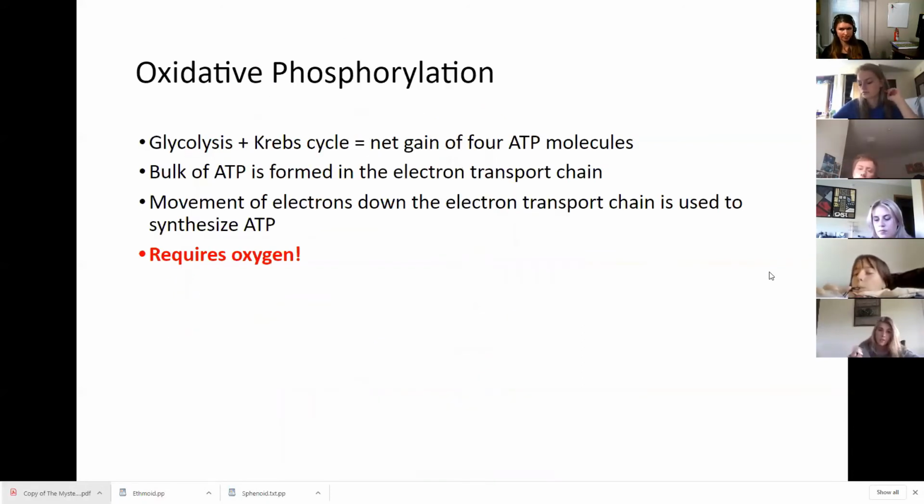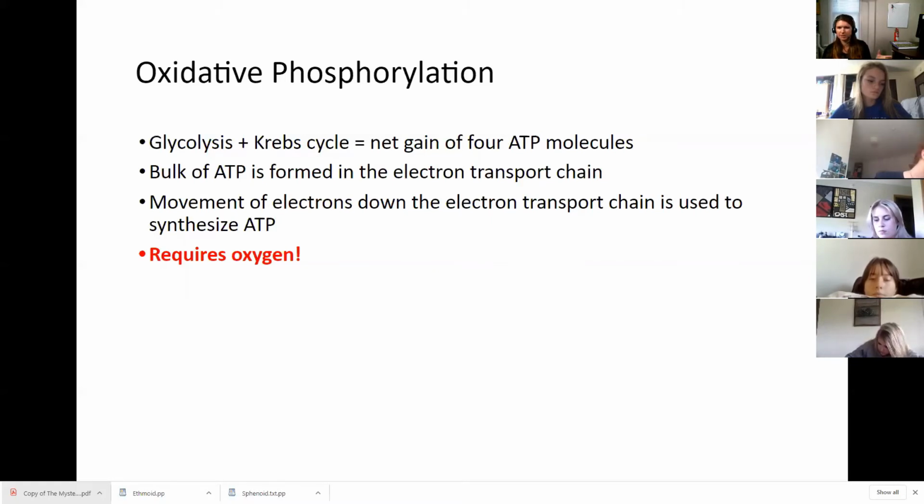Our final step of cellular respiration is oxidative phosphorylation. So in oxidative phosphorylation, this is where we're making most of our ATP. So by the time we get to this step, we've made a little bit in glycolysis. We've made a little bit in the Krebs cycle. We've only made 4 ATP molecules total. So 2 of those were from glycolysis. 1 was from our first round of the Krebs cycle, and 1 was from our second round of the Krebs cycle. So that's how we get those 4 ATP molecules going into oxidative phosphorylation.